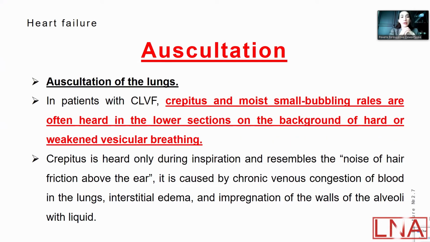Auscultation of the lungs. In patients with chronic left ventricular failure, crepitus and moist, small bubbling rales are often heard in the lower sections of the lungs, on the background of harsh or weakened vesicular breathing, because of pulmonary edema. Wet wheezing is caused by additional fluid in the alveolar space, also on the background of attenuated vesicular breathing.